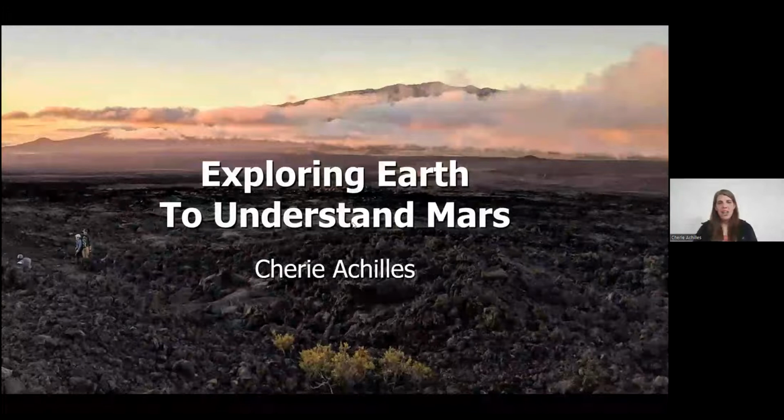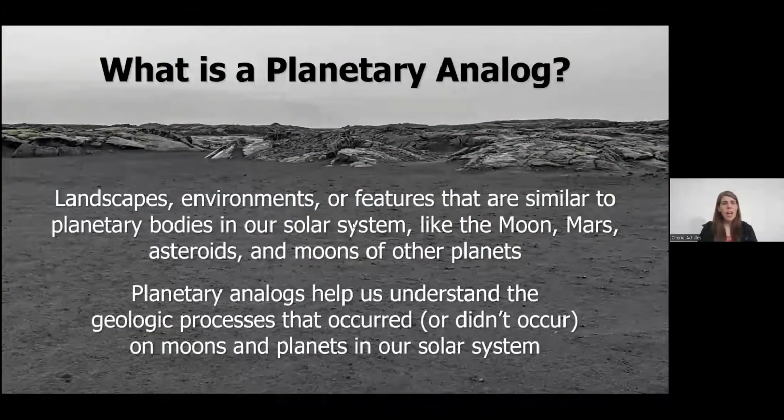And so I'm so excited to share with you what planetary analogs are and the types of research that these planetary analogs allow us to do. So a quick definition, and there are probably many definitions, but when I think of a planetary analog, I consider it as a landscape or an environment or a feature, which a feature can be as small as a rock or as big as an entire dune field. What are all of these different types of things that could be similar to places in our solar system?